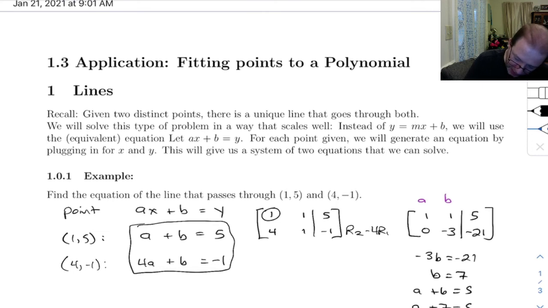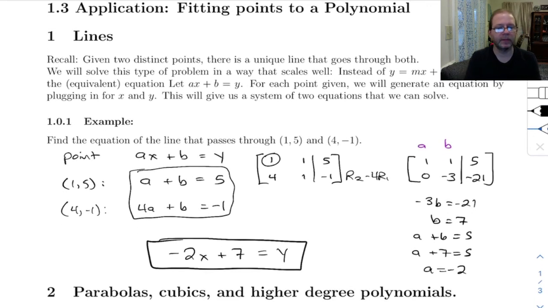So my answer here is, I'm just going to plug back into this over here. My answer is negative 2x plus b, what was b, 7, equals y. And that's our answer.